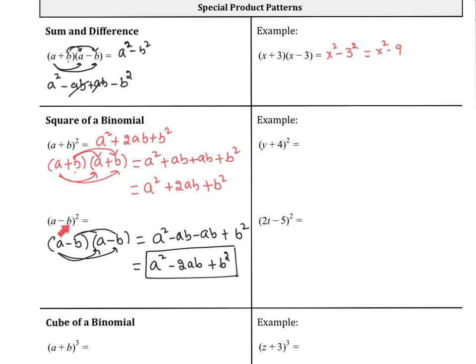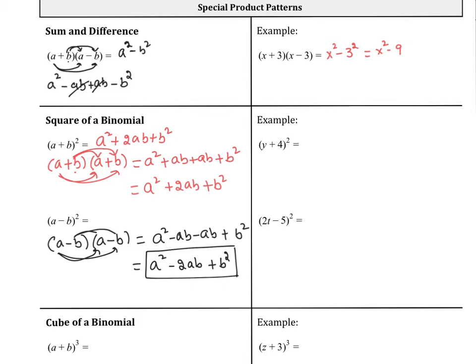Again, I am going to solve this by writing two binomials. I'm going to FOIL this. So a times a is a squared. A times negative b is negative ab. Negative b times a is negative ab. And negative b times negative b would be positive b squared. So a minus b squared turns out to be a squared minus 2ab plus b squared.